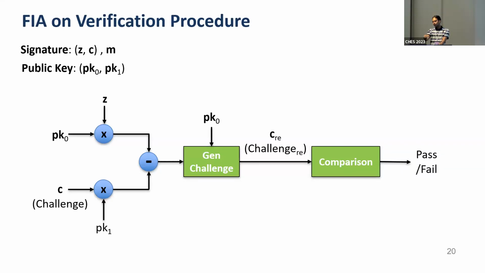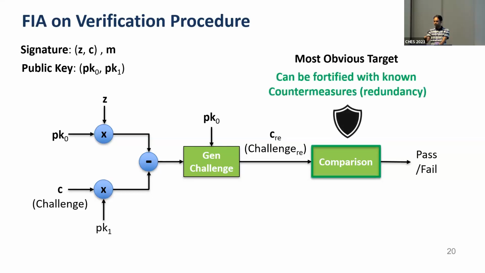Essentially, the whole point of the verification procedure is to recompute the challenge and compare the recomputed challenge with the received challenge. If they compare well, then you say the signature passes, else you say that the signature verification fails, right? So the most obvious target to bypass verification is the comparison operation. We would know that the designer would fortify this particular operation with redundancy-based countermeasures.